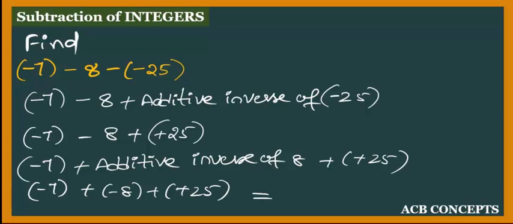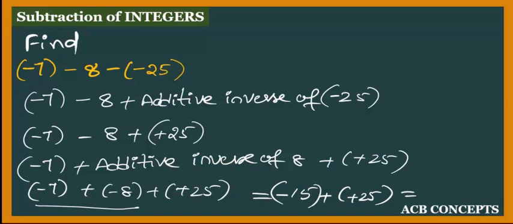So minus 7 minus 8 plus 25. Here these are the same sign, so put that sign and add: 8 plus 7 is 15. Then 15 and 25 are different sign, so put the sign of the bigger number, that is plus, and write the difference of 25 and 15, that is 10. Plus 10 is the answer.